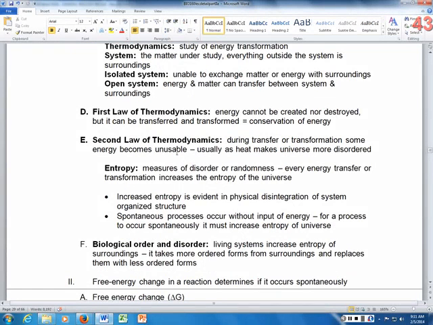The first law of thermodynamics says that energy cannot be created nor destroyed, but it can be transferred and transformed. It's the law of conservation of energy. Basically it doesn't ever go away, it just changes what form it's in. The second law of thermodynamics states that during the transfer or transformation, some of it becomes unusable. So when you are transferring it, you didn't lose it, but some of it you can't use. The way it usually ends up unusable is as heat. That heat gets released into the universe and makes it more disordered, because you're putting more random energy out into the universe.